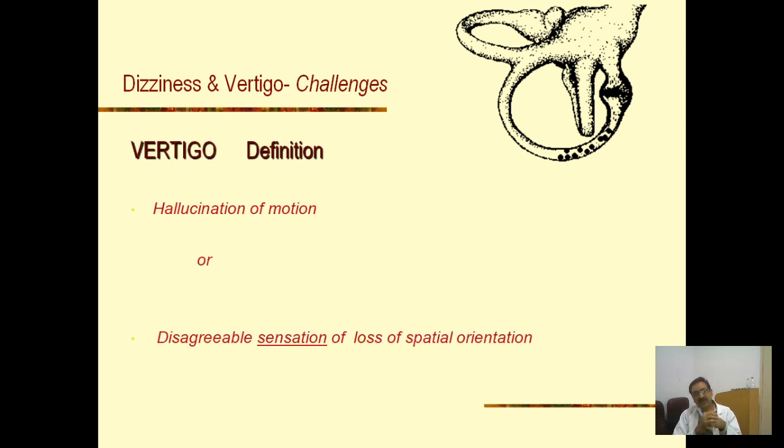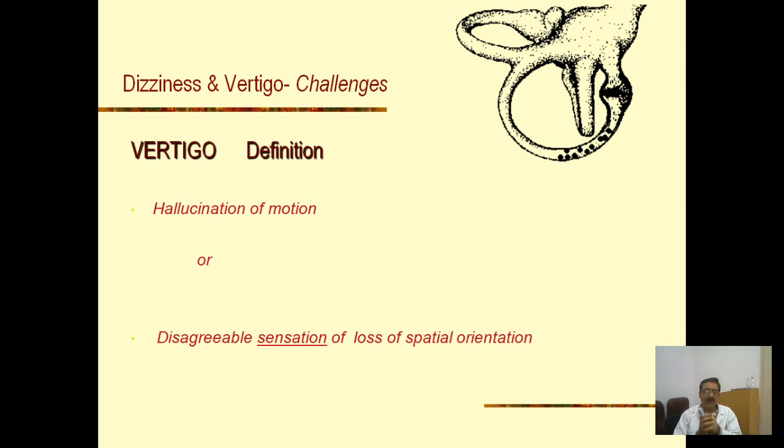So let me first tell you what is vertigo. Vertigo, by definition, is a sensory symptom. It's not a motor symptom. It's a sensation. So what is this? This is a hallucination of motion. If you've been through psychiatry, then hallucination means false sensation. So false sensation or false thought or false feeling. So it's a hallucination of motion. They get a hallucination that they are moving when they are not.